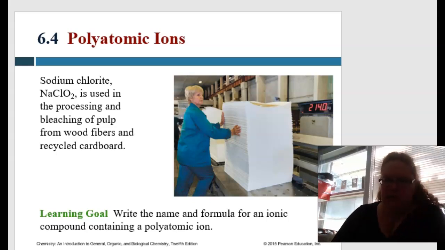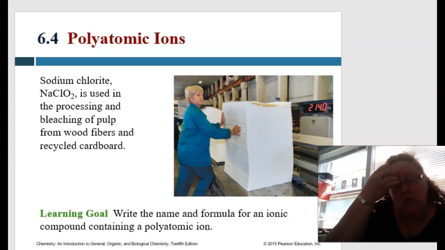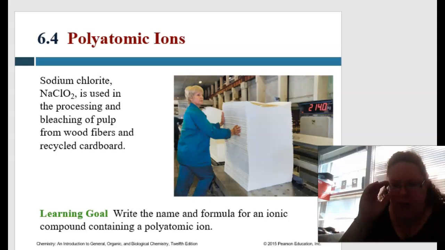Okay, so now we're going to talk about polyatomic ions. Poly means more than two: mono is one, bi is two, poly is more than that. So polyatomic just means that we're going to have more than two ions in a formula. An example of this would be sodium chlorite, NaClO2, and it's used in the bleaching of pulp from wood fibers and recycled cardboard.